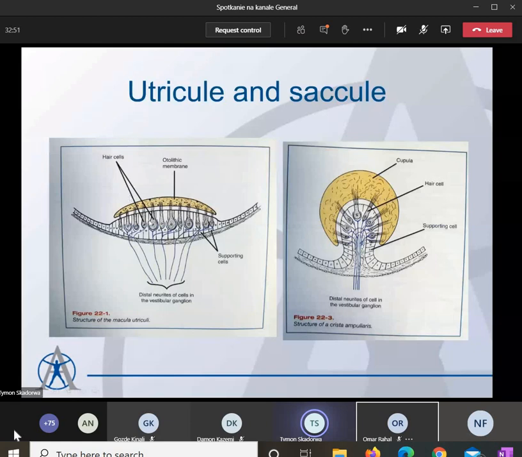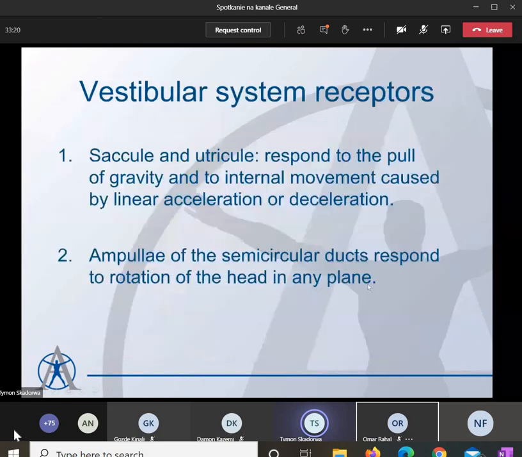And again, we have the hair cells here, which are modified neurons again. And these hair cells touch the otolithic membrane in the case of the utricle, right? So this is the sensitive zone which responds to the linear acceleration in the case of the utricle.